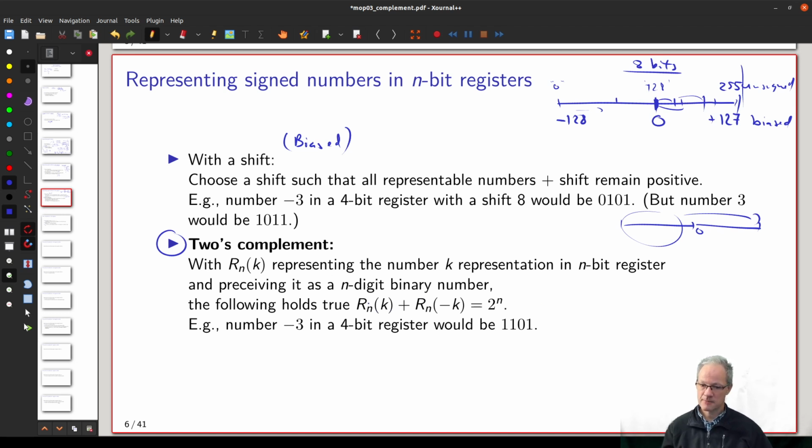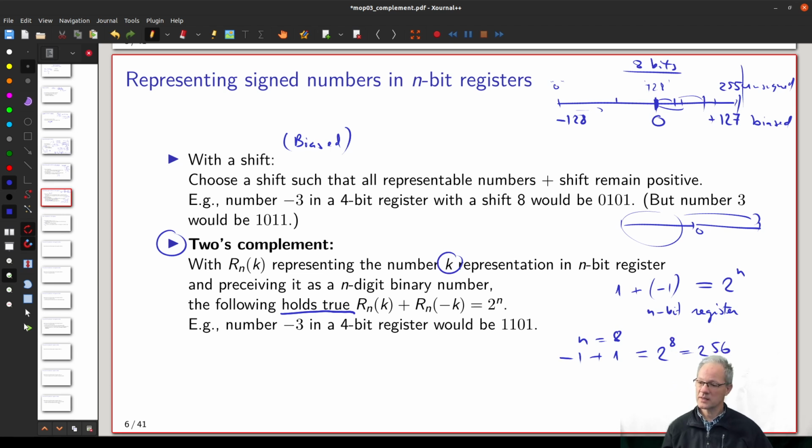So the premise for the 2's complement is that the following has to hold true. If we take any number k that we want to represent in an n-bit register, then using this representation, adding k and its negative must give 2 to the power of n, right? So if we add 1 plus minus 1 in this notation, the result must be 2 to the power of n for the n-bit binary number. So let's say if n is equal to 8, then minus 1 plus 1 should be equal to 2 to the power of 8, which is 256.